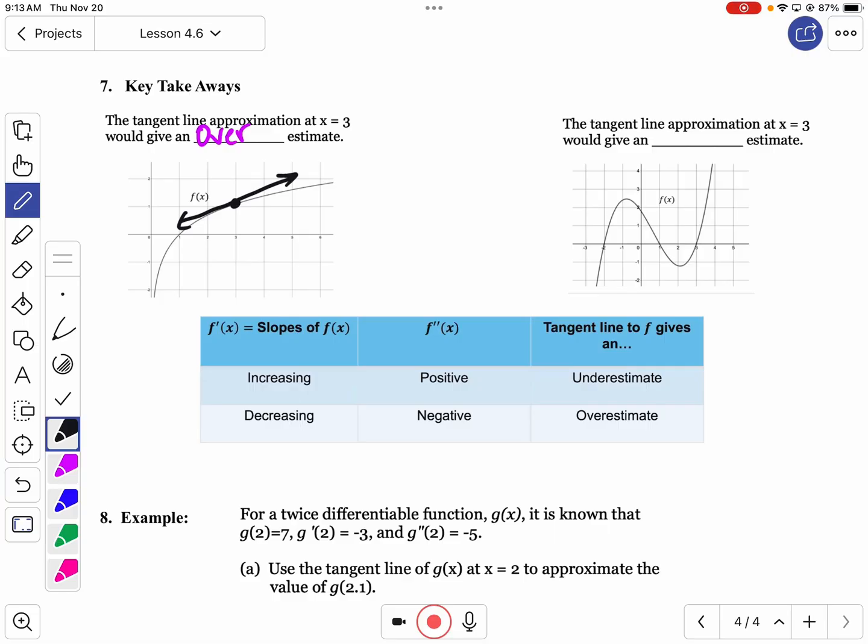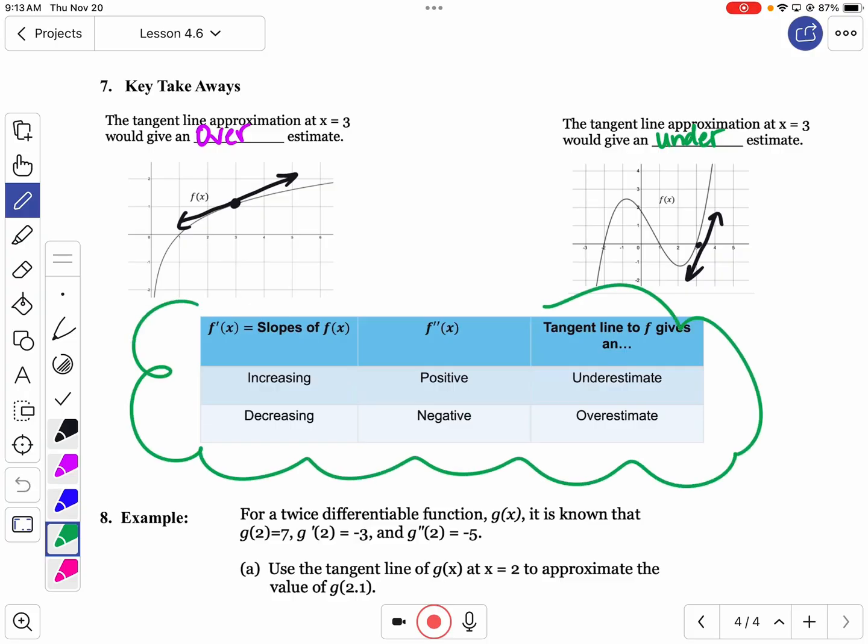At x equals 3, it'd be an underestimate. It is under the curve, so it would be an underestimate. Okay? So this table right here is just important. It gives you a lot of information in terms of justifying something to be true.